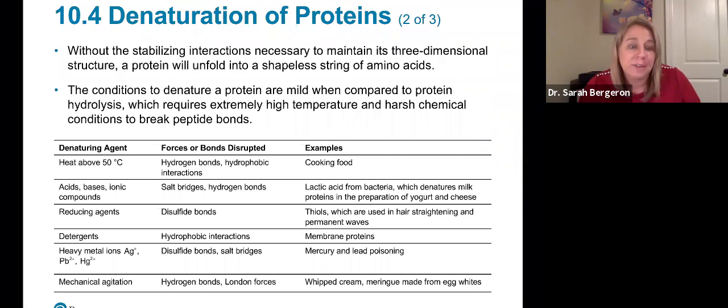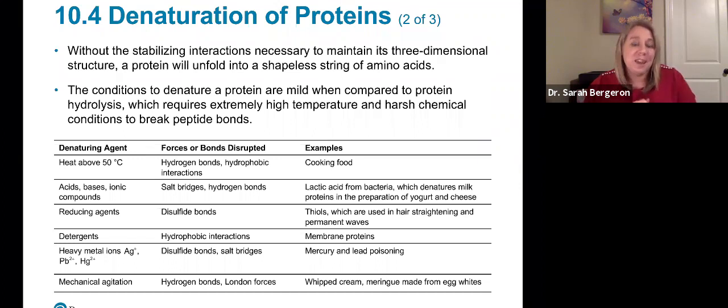You can add acids and bases. If you add acids and bases, you change the pH. If you change the pH, now things that were positive and things that were negative are no longer positive and negative, right? So this happens when we make yogurt and we make cheese. We start with milk, and when we incubate it with bacteria, the bacteria produce lactic acid. The lactic acid then affects the proteins in milk and turns them into yogurt and cheese, and they're delicious, right?